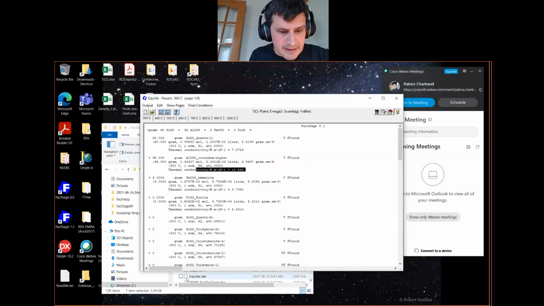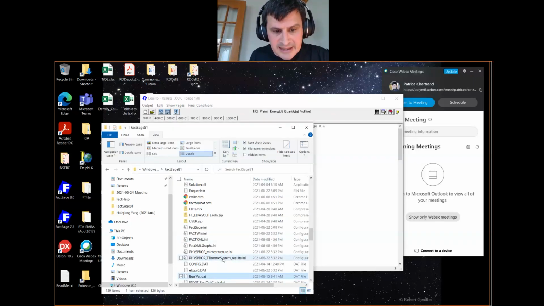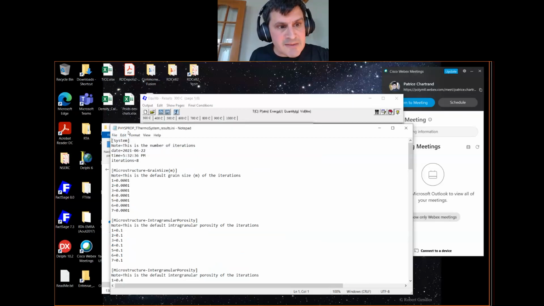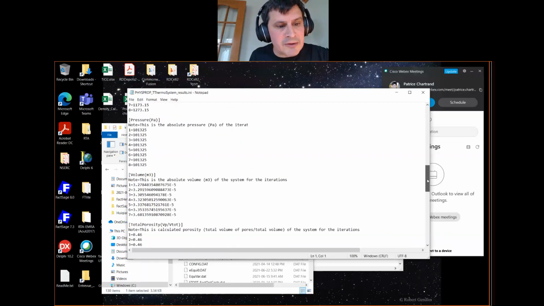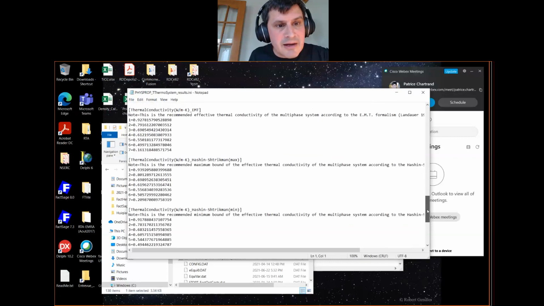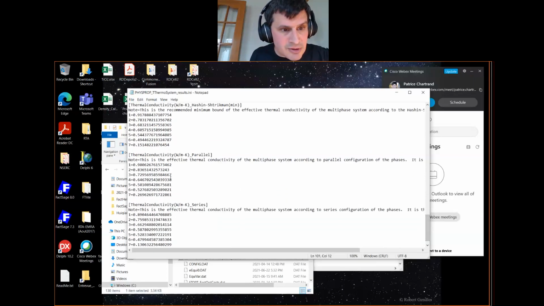However, the intergranular porosity being much higher, we will see that the results now in physprop t-thermosystem result.ini are much different. If I scroll down to the EMT recommended value, I get values below 1, before I had 8.5. This is the Aschen-Strickman upper limit and lower limit, and again this value is in between, and we get the absolute higher limit of the parallel mode or the series mode here.